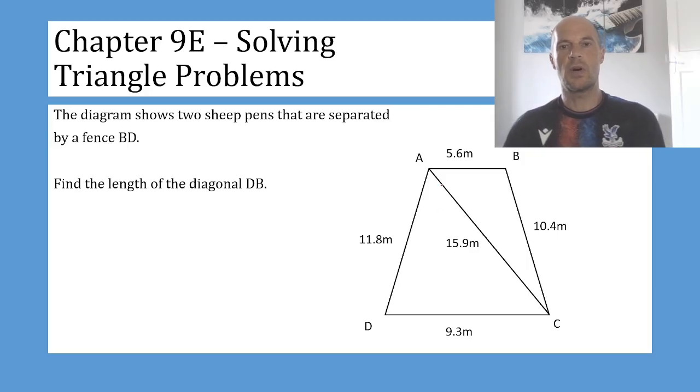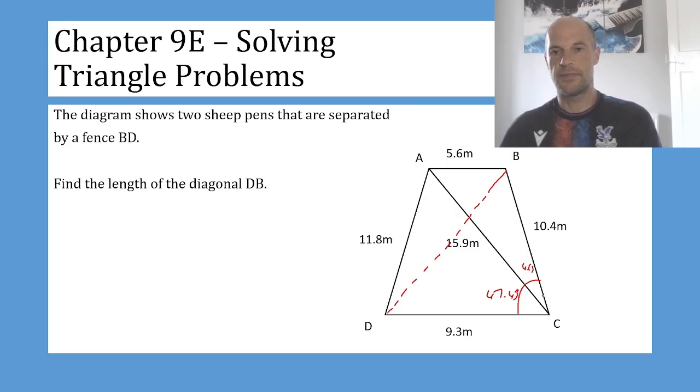Okay, so now we want to work out the length of the diagonal DB. So this is this length here, and we know that this angle here, DCB, was 47.43 plus 4.69, so the whole angle was 52.12. Let's just mark in here that the big angle there is 52.12 degrees.